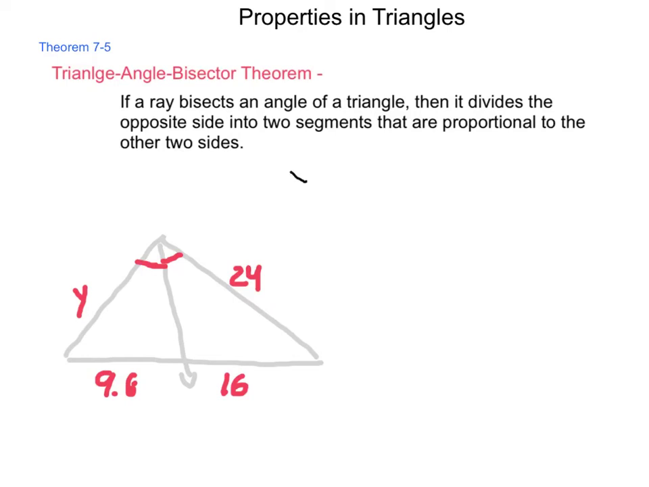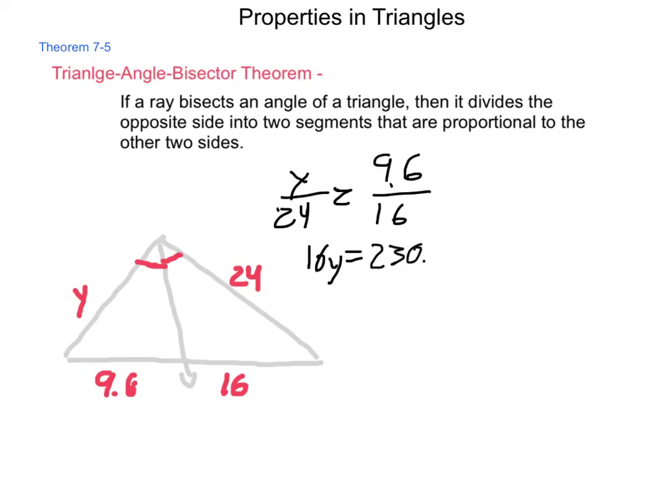We could say that y divided by 24 is equal to 9 and 6/10 divided by 16. Now again, using our cross products, we come out with 16y being equal to 230 and 4/10. Then, division property of equality, we divide both sides by 16. We would come out with y being equal to 14 and 4/10.